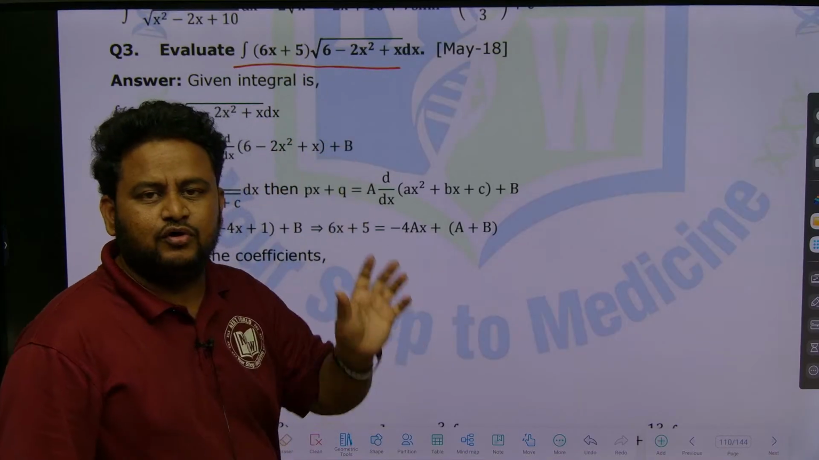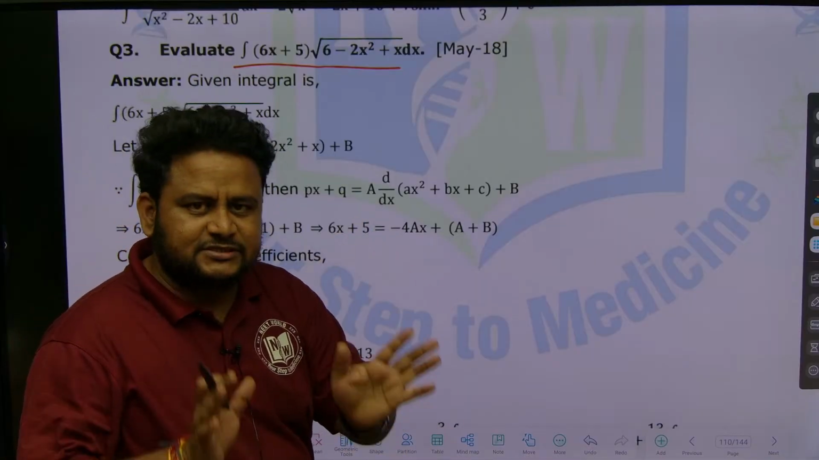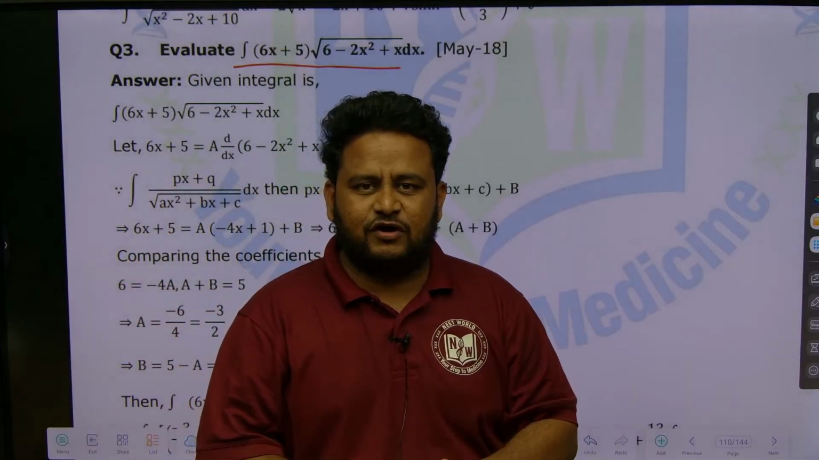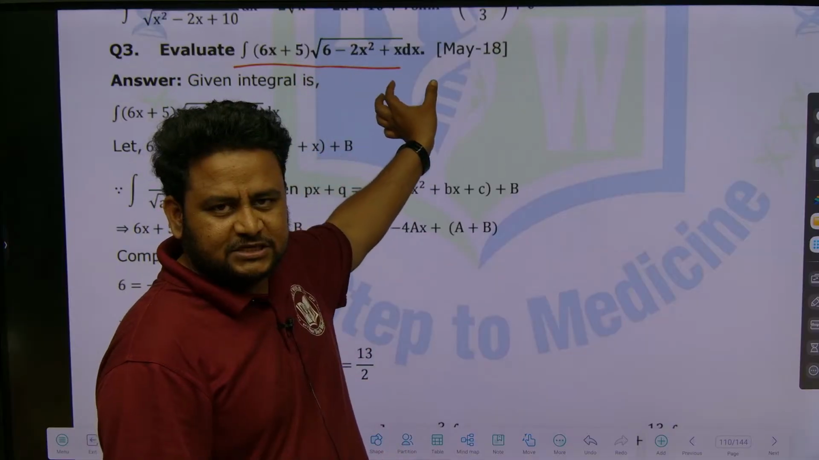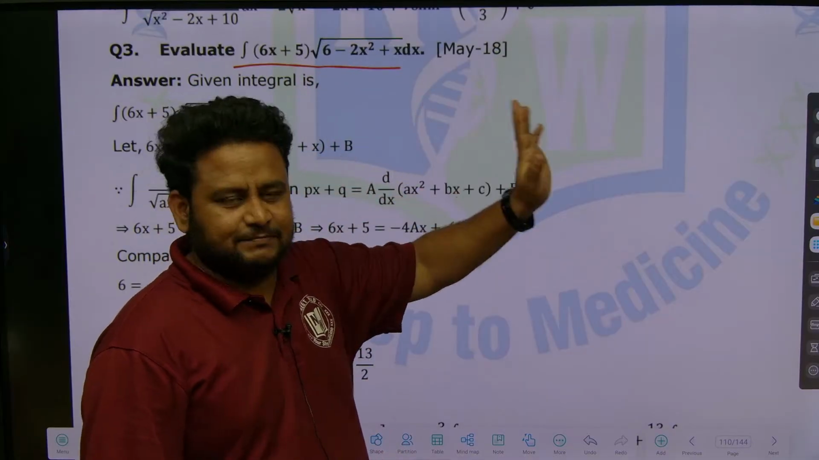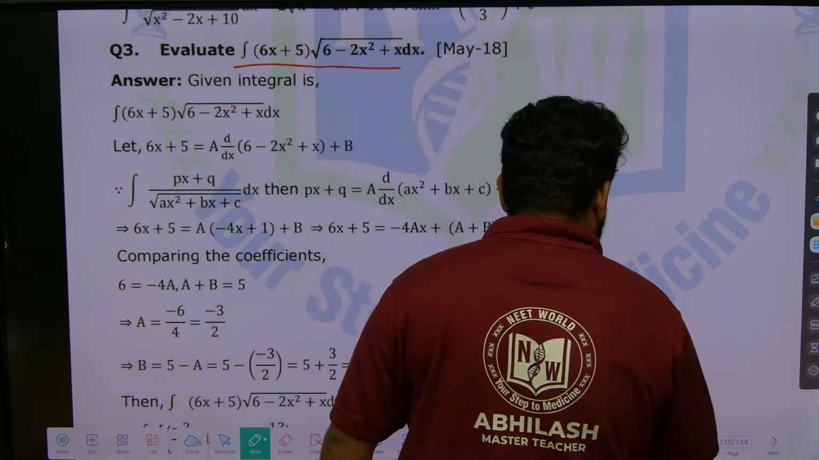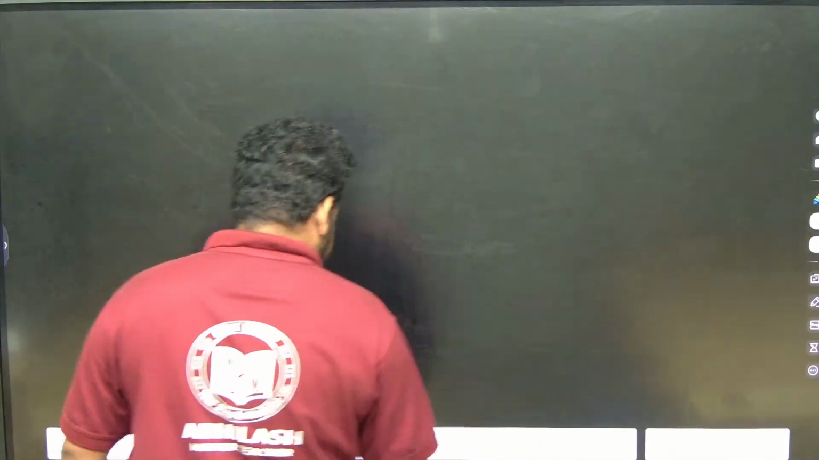Here also what you have to do? px plus q is equal to a times d by dx of ax square plus bx plus c. Here the denominator is not there. Plus b. Same thing you have to do. Okay, let us take up the question, friends. So here, let us split it again.